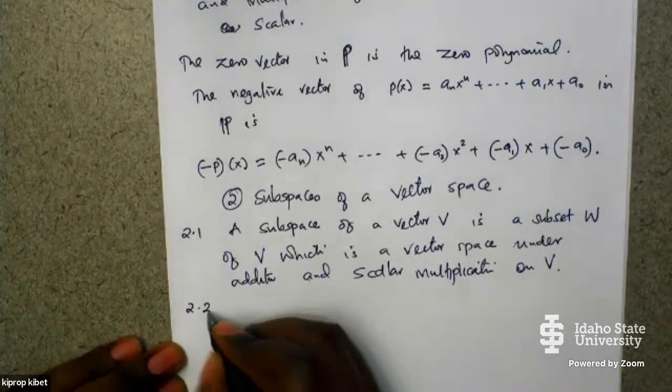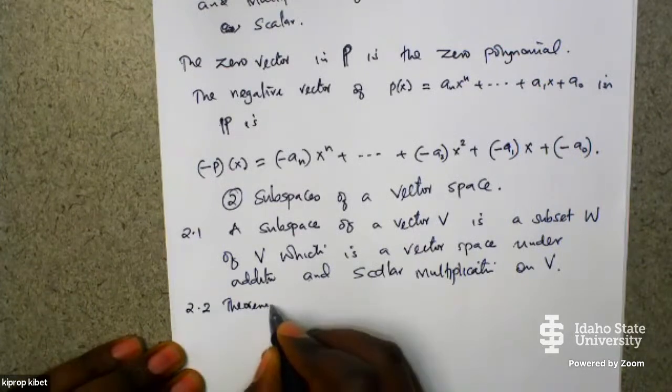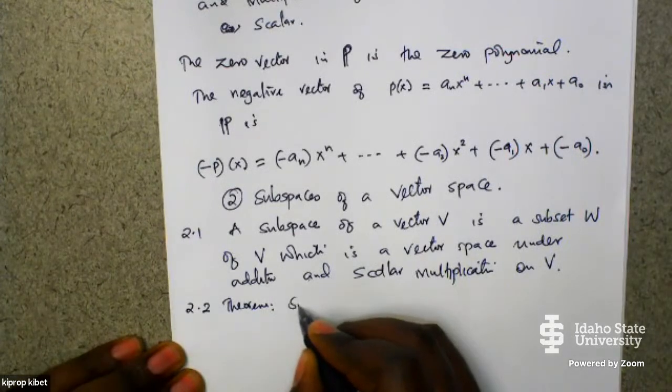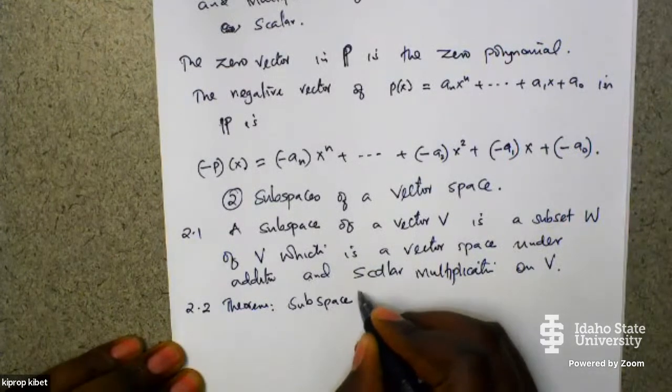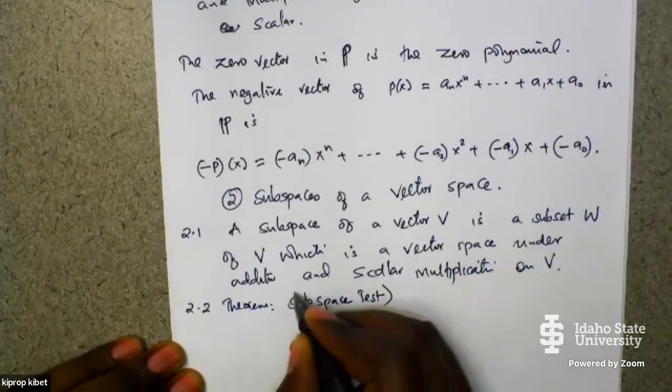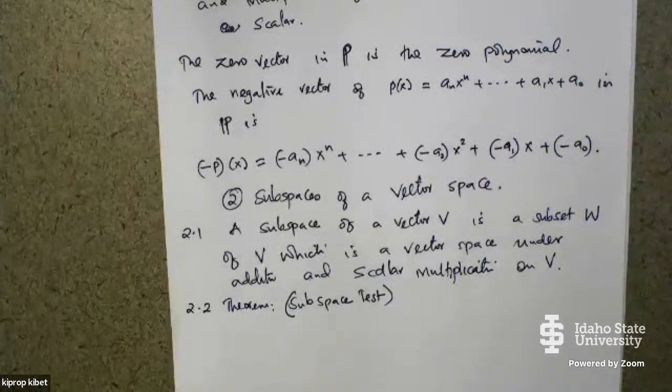2.2. And this one is a theorem, which is what we call the subspace test. So how can we test the subspace? We test this by use of 2 of the 8 axioms.